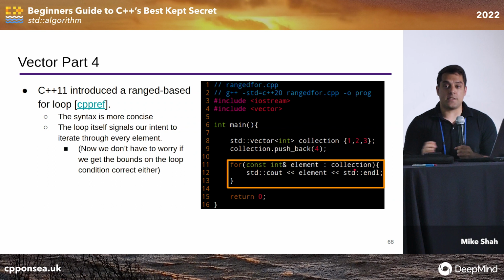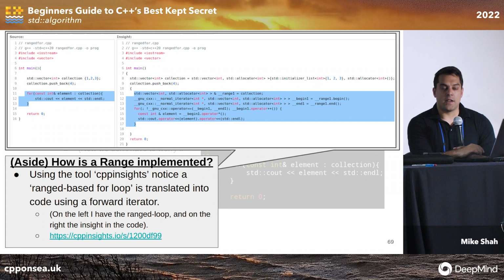You could hop out early and escape with a break if you wanted. And you do have to make some decisions about whether you can modify this element or not. But again, it more clearly signals our intent. And this is just a little bit of an aside: if you want to see how range-based for loops are implemented, you can go click on this CPP Insights link. Again, the font might be a little bit tiny for those in the audience, but you'll see that there's essentially just a begin iterator and an end iterator buried in this code that's generated. So what was on the left, the for loop, just gets turned into some sort of iterator.